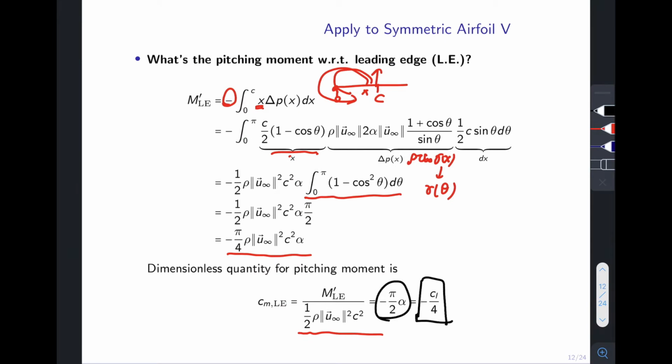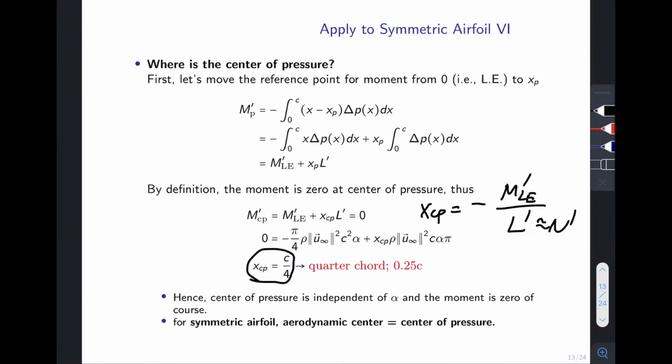You can somehow see this when you derive the relationship between the non-dimensional parameters here. You see a factor of minus 1 over 4, and this is related to the quarter chord location as the location of the center of pressure. Okay, so as you can see, the center of pressure is independent of alpha. The expression I derived here is valid for a small range of alpha, but the alpha can change, and you see the center of pressure didn't change. That means the center of pressure is independent of angle of attack.